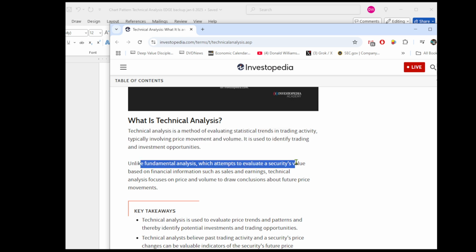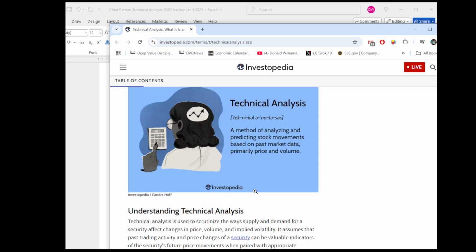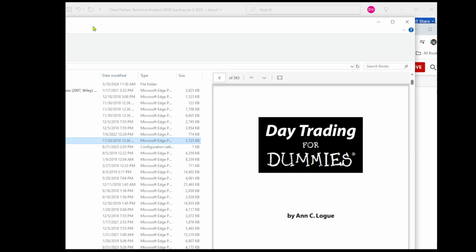Unlike fundamental analysis, which attempts to evaluate a security's value based on financial information such as sales, earnings, and all your ratios, right? So technical analysis is you're trying to predict stock movements based on past market data, primarily price and volume. And there's a bunch of different books that you can get on technical analysis.